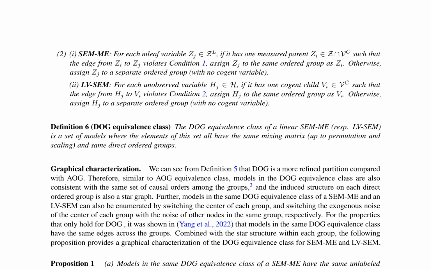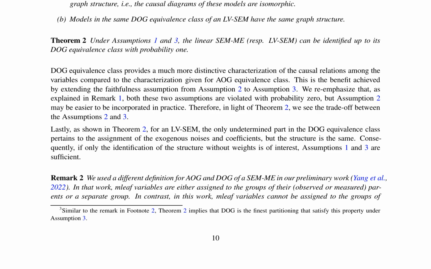The authors prove that models in the same DOG equivalence class have the same edges across the groups, and the induced structure on each direct ordered group is a star graph. They also show that models in the same DOG equivalence class of a SEMME have the same in-labeled graph structure, and models in the same DOG equivalence class of an LVSEM have the same graph structure.